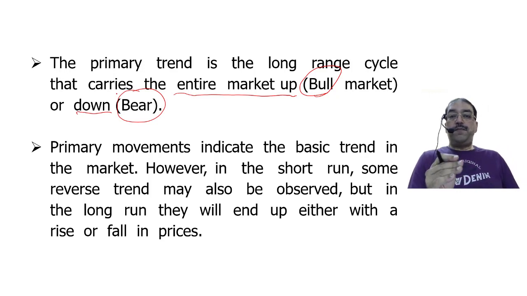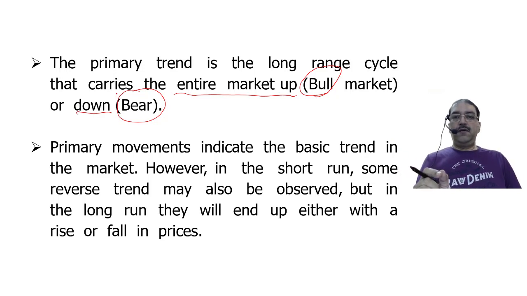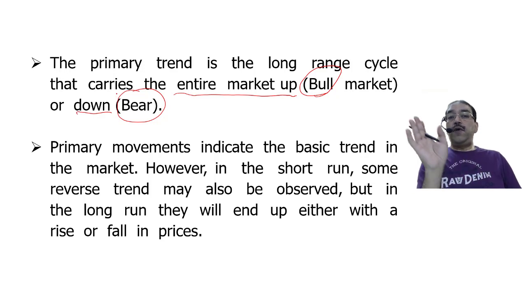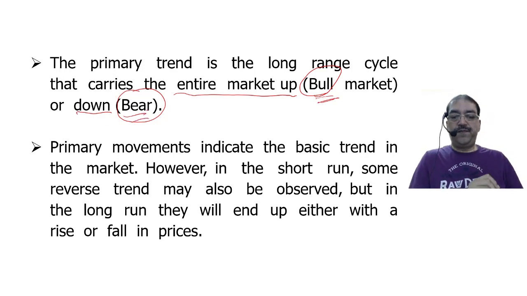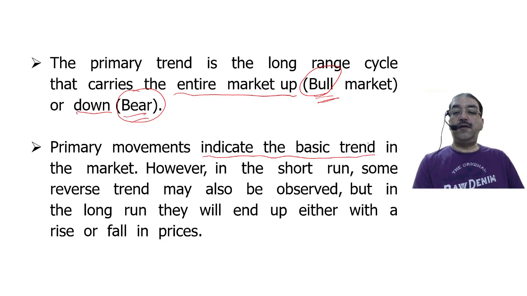So the first step: the day-to-day movements that are taking place increase by 20 rupees, increase by 25 rupees, then tomorrow it may increase by another 10 rupees. Those movements from one day to another indicate whether the overall trend is an upward trend or a downward trend. If there is an upward trend, then it is a bull market. If there is a downward trend, it is a bear market. Primary movements indicate the basic trend in the market.